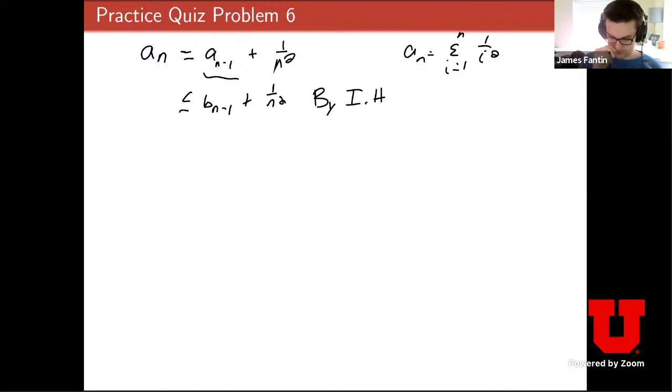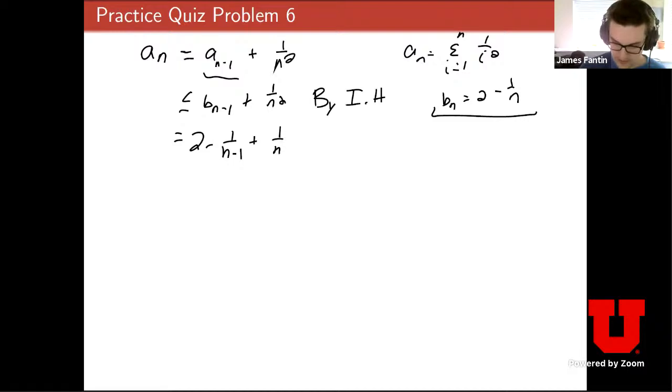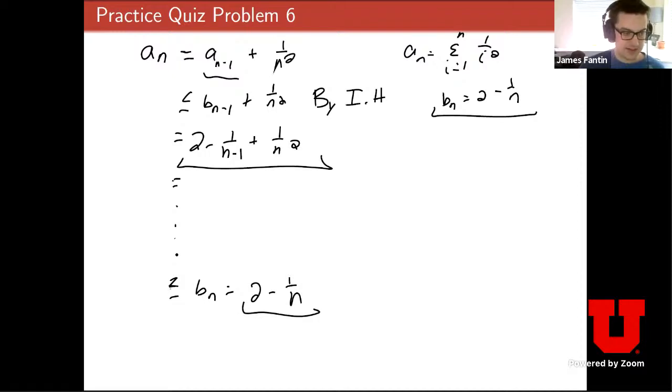We defined b sub n as 2 minus 1 over n, so for b sub n minus 1 we can substitute in that formula. That's 2 minus 1 over n minus 1, plus 1 over n squared. What do we want to end up with? At the end, we want that to be less than b sub n, which is 2 minus 1 over n. So we're trying to come up with this formula out of the values that we have here. Does anybody see how we can do that to finish this algebra?